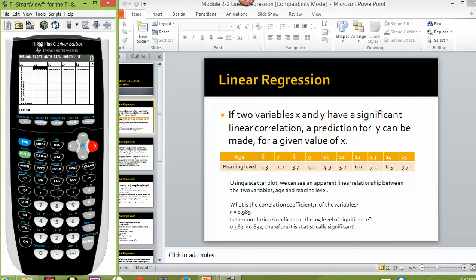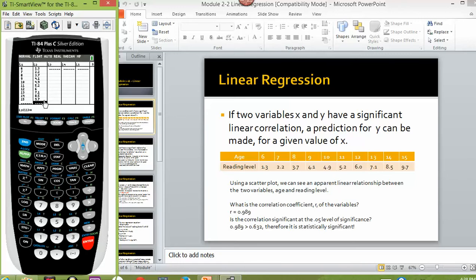All right, going over to list 2, we're going to put in all of these different reading levels. We have 1.3, 2.2, 3.7, 4.1. Oops, I made a mistake there. I accidentally hit enter instead of point. So I'm going to try that again. 4.1, 4.9, 5.2, 6, 7.1, 8.5, and 9.7 until I have all the numbers.